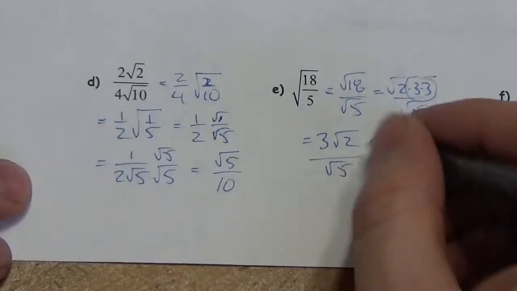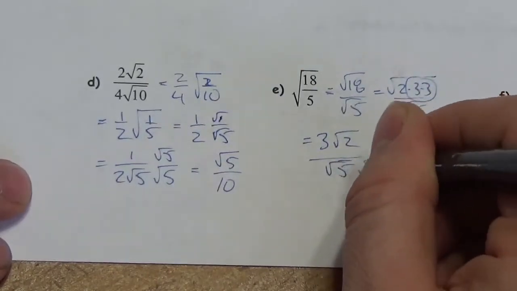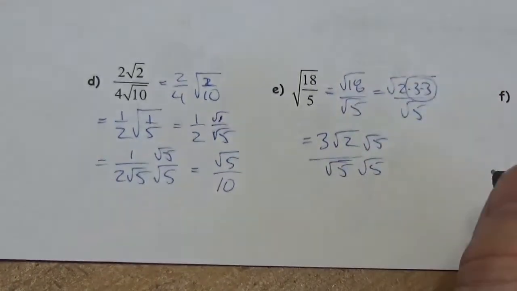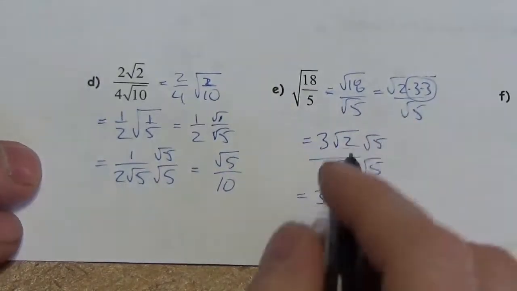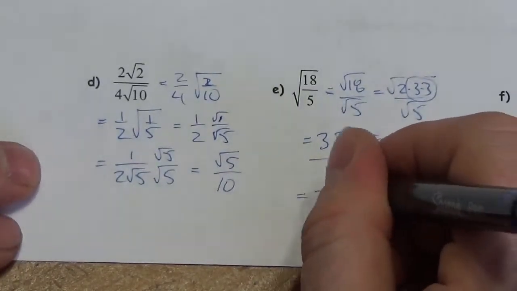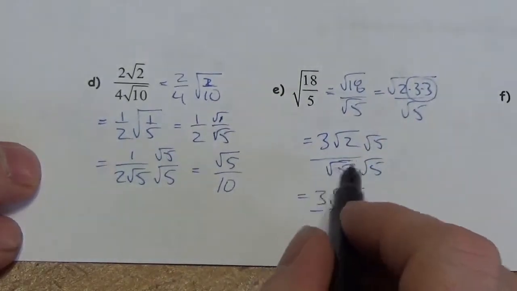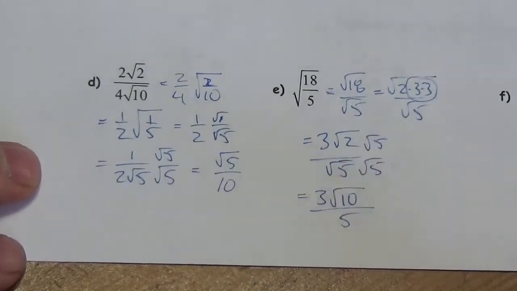Now I'm going to take a look at that denominator because I don't like having that radical down there. So I'm going to multiply numerator and denominator by root 5. So in the numerator, that'll be 3, and then root 2 times root 5 will be root 10. And then root 5 times root 5 in the denominator is just 5. Okay?